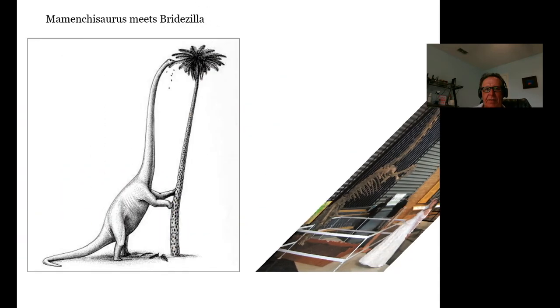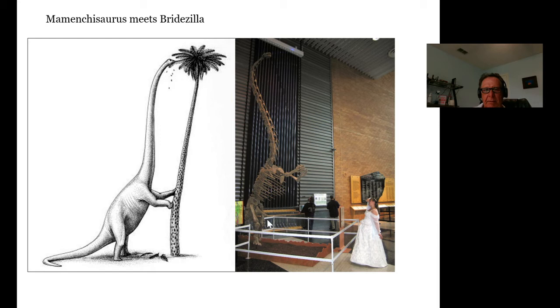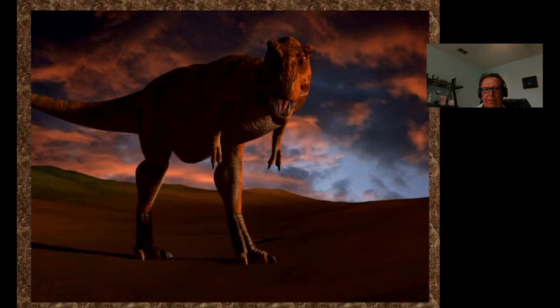Mamenchosaurus is this animal here. It's hard to see the tailbone. We'll see some better pictures, but you can figure out whether they're ornithischians or saurischians.